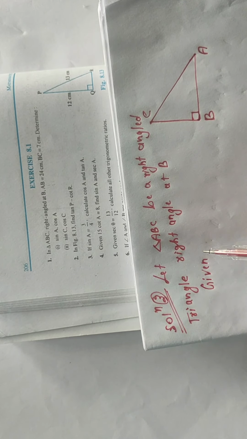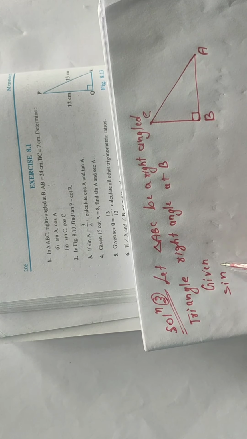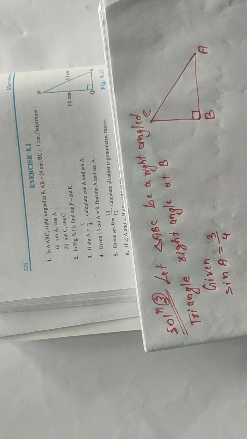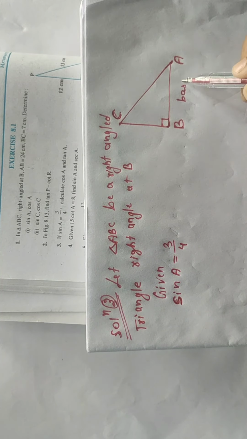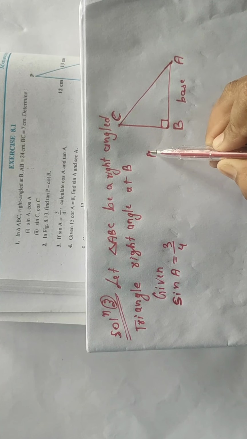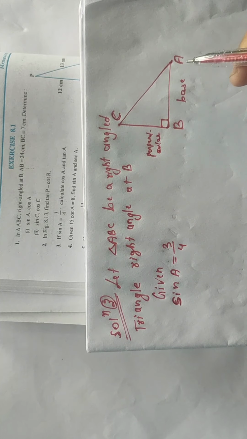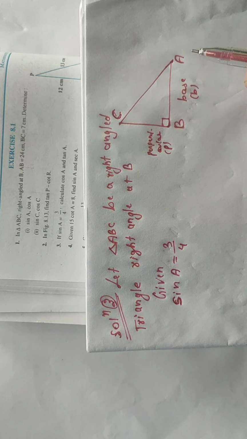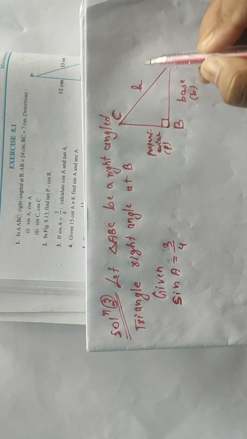What is given in the question? Sin A equal to 3 by 4. Sin A, that means what? If we are considering this point, then this side must be the base. Then it is the perpendicular. Base is denoted by B. Let this perpendicular be denoted by P, and the longest side is always the hypotenuse. It is H.